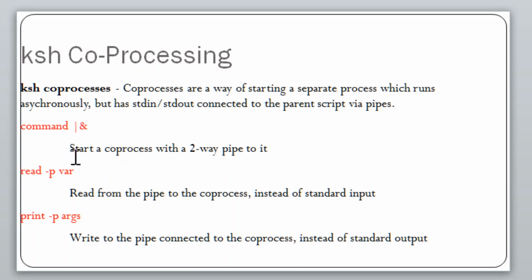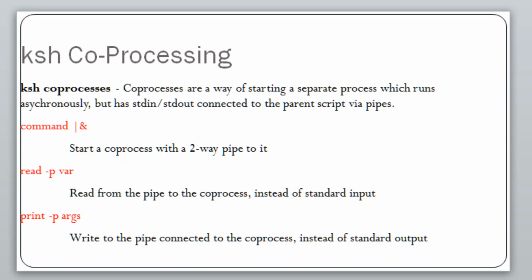So here we see some example commands of it. When you do your command, you would do a space, pipe, ampersand symbol to start a coprocess with a two-way pipe to it. It'll start that command in the background. Then you would do a read -p variable, and this is going to read from the pipe to the coprocess instead of standard input. And then you would do a print -p arguments, and that would write to the pipe connected to the coprocess instead of standard output.